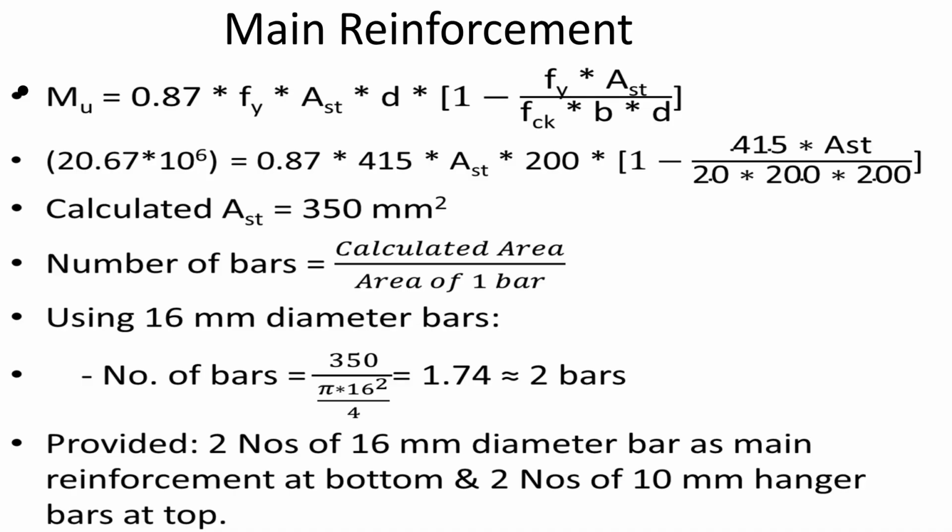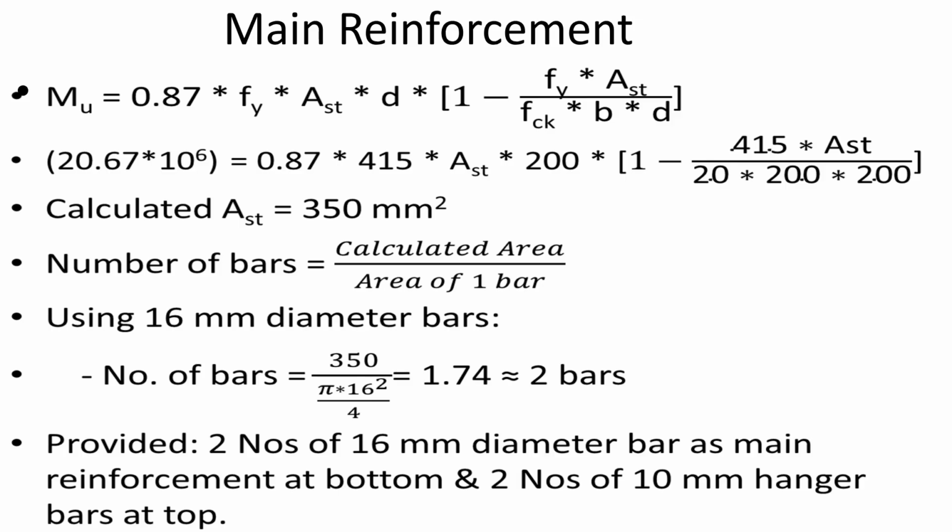To calculate the main reinforcement, we use the formula given in page number 96 of IS 456. By substituting the necessary values, we calculate the area of steel required, which comes to 350 square millimeters. Next, we need to calculate the number of bars by using the formula calculated area divided by the area of one bar, which we are going to use. Using 16 millimeter dia bars, we get 1.74 bars needed, and we round it off to 2 bars.